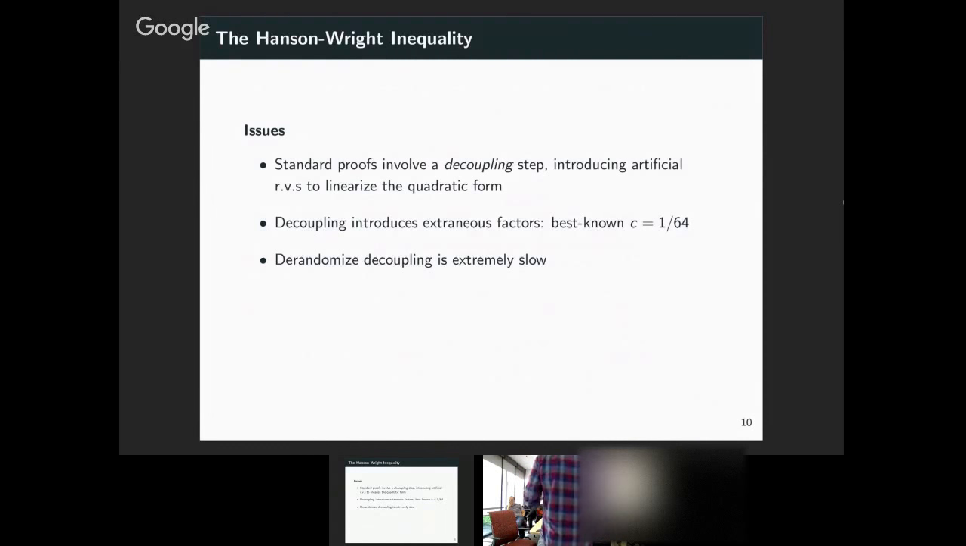In fact, most of the proofs of Hanson-Wright do not have any explicit constants for this c that I mentioned before in the concentration. The best we can find in the literature is something like 1 over 64. And this c, the lower it is, the worse the concentration. So it really looks bad. On the other hand, we want to get a deterministic counterpart of this algorithm. And derandomizing this decoupling is extremely slow. You basically need to enumerate all the possible realizations of these Bernoulli random variables.